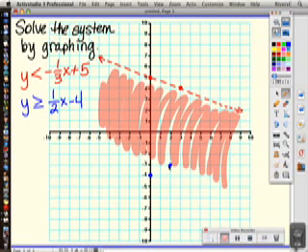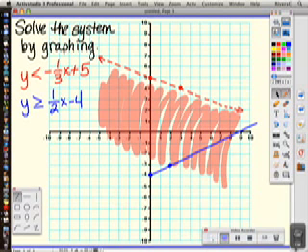What kind of line do I need? A solid. Okay, solid line. So I need a solid line. I'm going to connect my 2 dots. I need to make sure I draw my line completely. Now, where do I shade? Above.